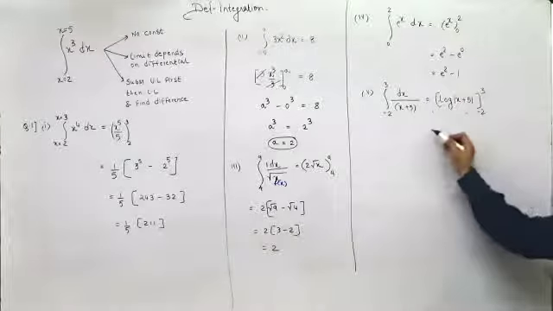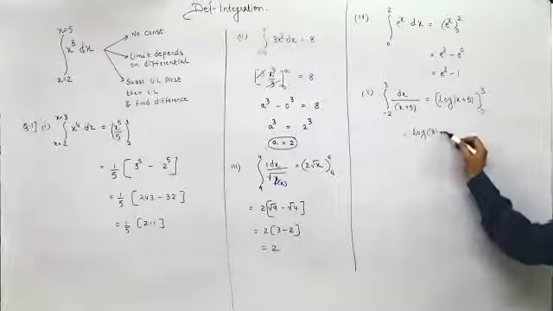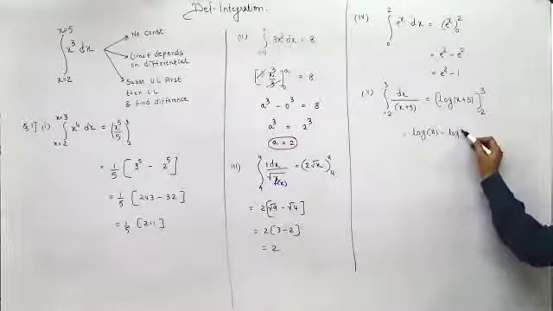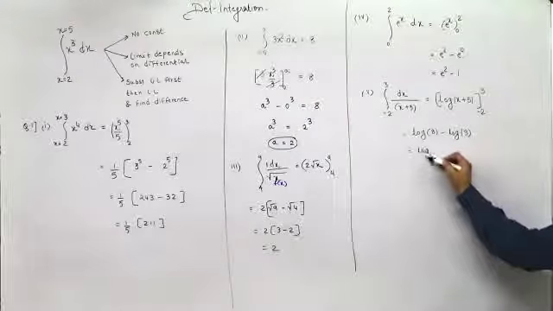No constant over here. I substitute the upper limit first. I'll get log 3 plus 5, 8. Now I'm not putting mod over here because this is positive. Minus log of minus 2 plus 5 is 3. Log 8 minus log 3 is log 8 by 3.